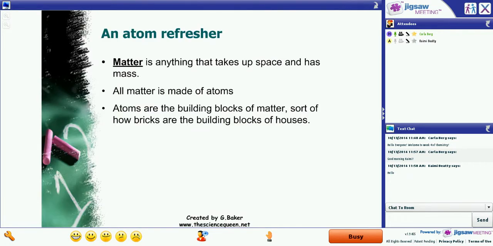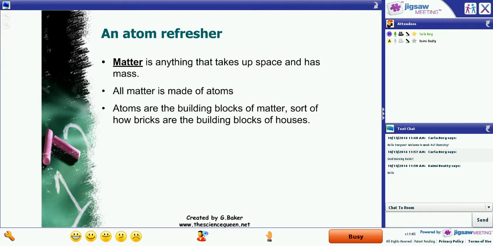So a little bit of a refresher on matter. Matter is anything that takes up space and has mass. Last week we talked about how matter changes. The week before we talked about what matter actually is. So all matter is made up of atoms. And that's what we're going to focus on today, those smaller atoms that make up matter. Atoms are the building blocks of matter. They're sort of how bricks are the building blocks of houses.